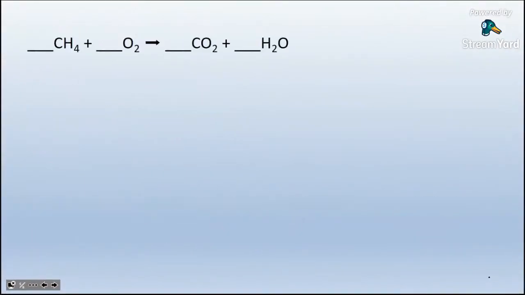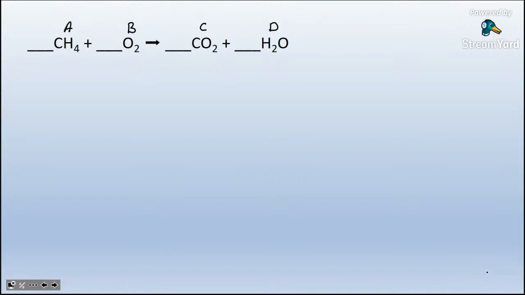So the first one is methane plus oxygen yields CO2 and H2O. This is one that could probably be easily balanced using trial and error, but I'm going to show you algebraically. So first thing I want to do, again, is label each substance: A, B, C, and D.